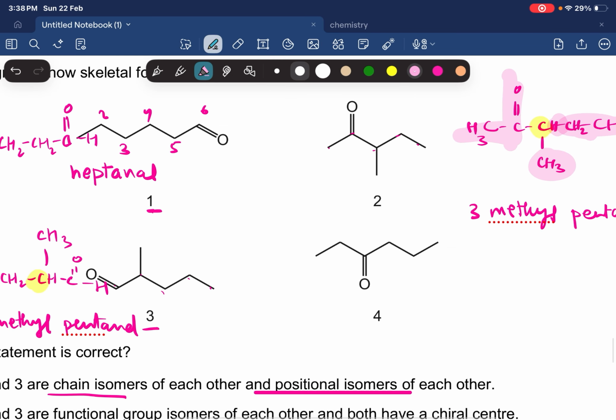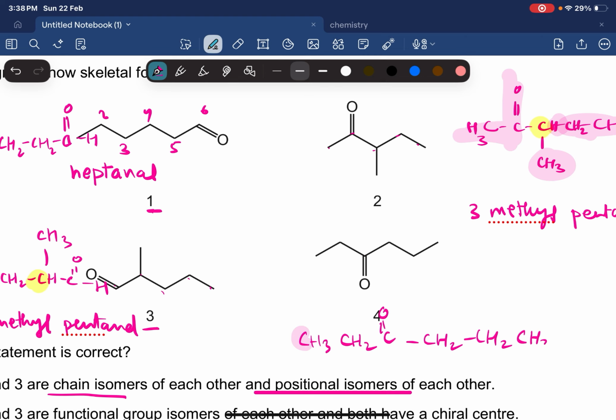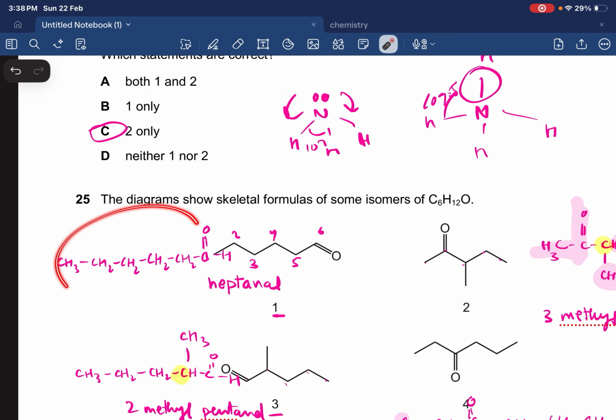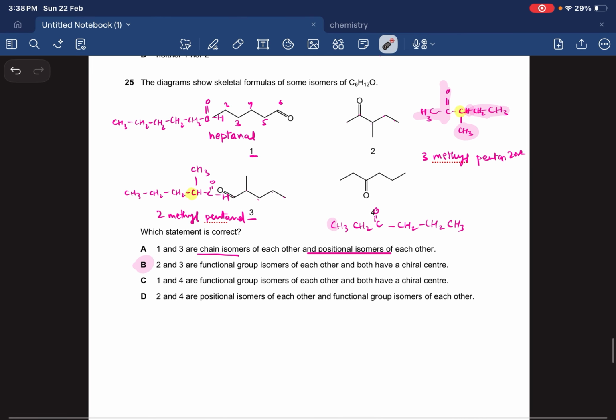They cannot have one, because look, I'm drawing the structure for you. CH3, CH2, C double bond O, CH2, CH2, CH3. Check it for yourself. No chiral center here. Now for this one, check it for yourself. In this entire structure, you cannot find a chiral center. If you think of this carbon, it's double bonded to an oxygen, and a carbon-oxygen double bond cannot be a chiral center.